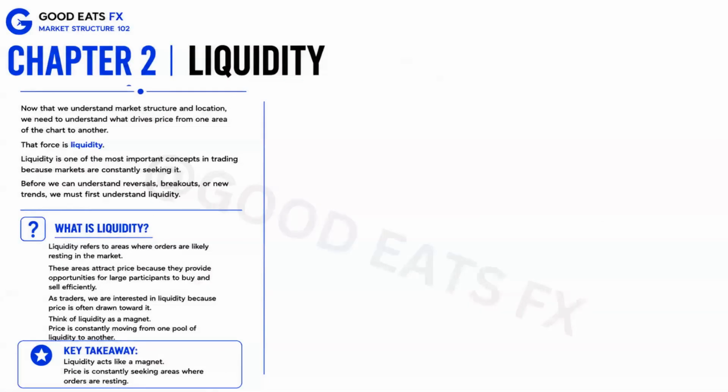So, what is liquidity? It refers to areas where orders are likely resting in the market. These areas attract price because they provide opportunities for large participants to buy and sell efficiently. So, as traders, we are interested in liquidity because price is often drawn towards it. Think of liquidity as a magnet, it's constantly moving from one pool of liquidity to another.